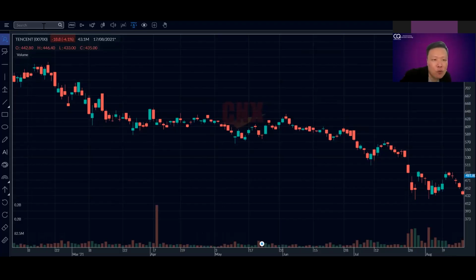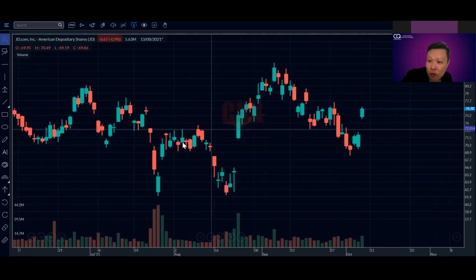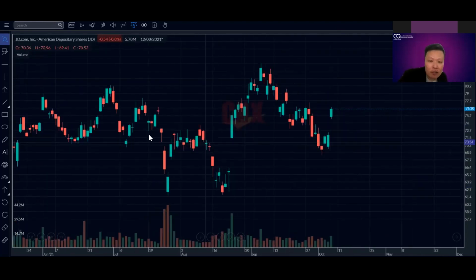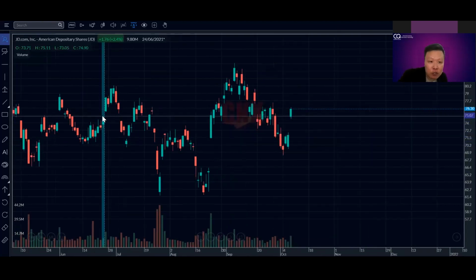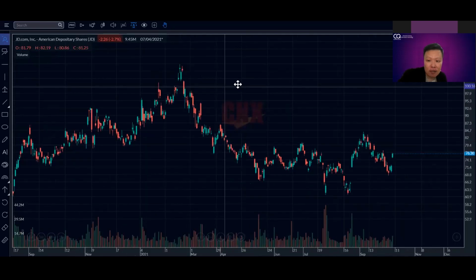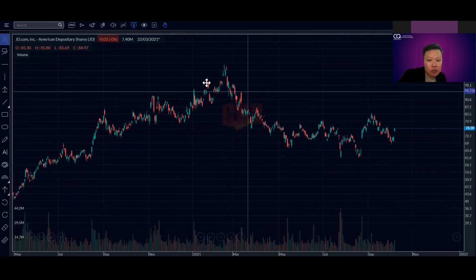Okay, the other one is JD.com. JD.com also has a Hong Kong listing. I mean, they did list in the Hong Kong market as well. So it's a dual listing. All right, so this is the US listed one. The code is JD.